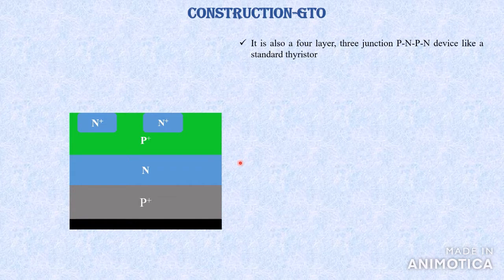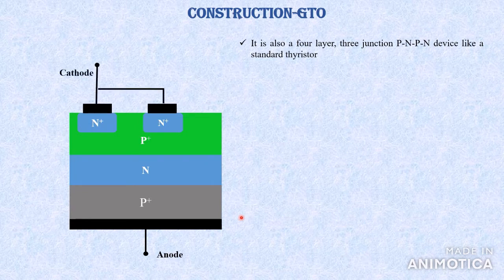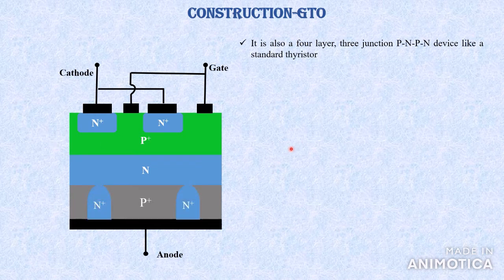Now a metallic plate is attached to the lower P plus layer. From this metallic layer, the anode terminal is brought out. Similarly, from the heavily doped N plus regions, the cathode terminal is brought out, and from the upper heavily doped P plus region, the gate terminal is brought out. These metal plates are placed over the layers in order to bring out these terminals. As I have said earlier, this is also a 4-layer PNPN device.